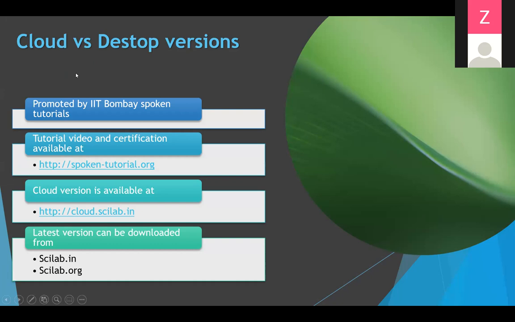It was promoted by IIT Bombay's Spoken Tutorial, and tutorials and video certifications are available free of cost at this website, spokentutorial.org. A cloud version is also available, in case you are not interested in installing it on your desktop; you can use its cloud version, which is also free of cost. It's available on cloud.scilab.in. The latest version can be downloaded from scilab.in or scilab.org. Scilab.in is the Indian version of Scilab, whereas scilab.org gives you the global version, although there is no such difference between both. The latest version being Scilab 6.